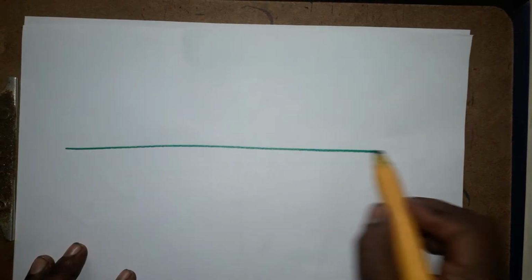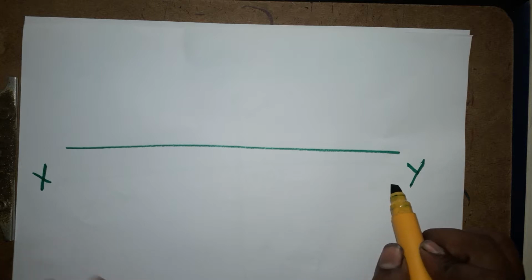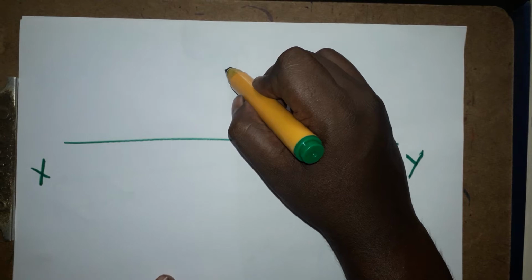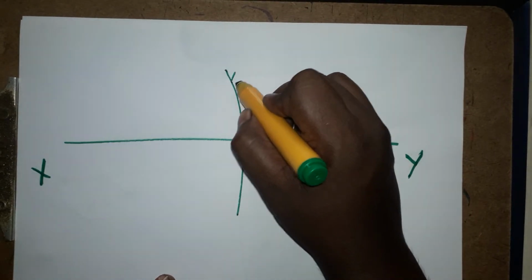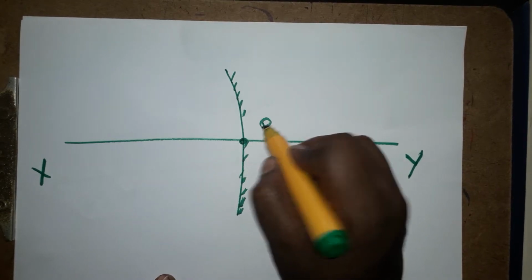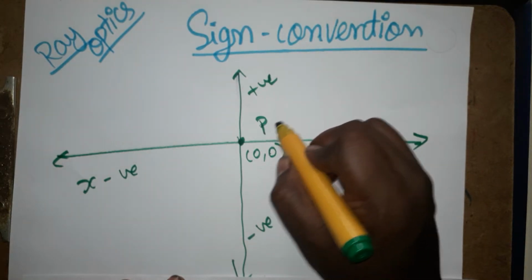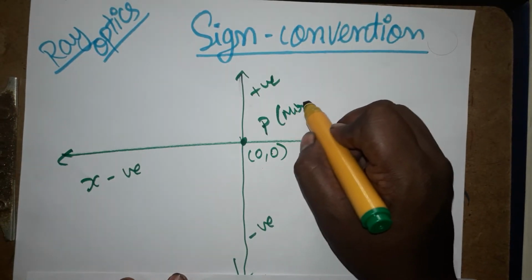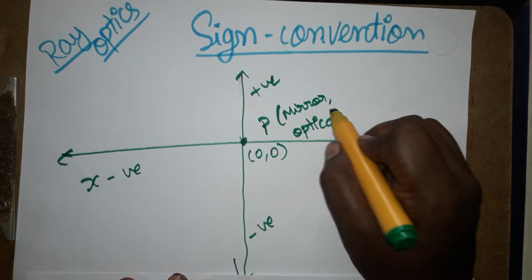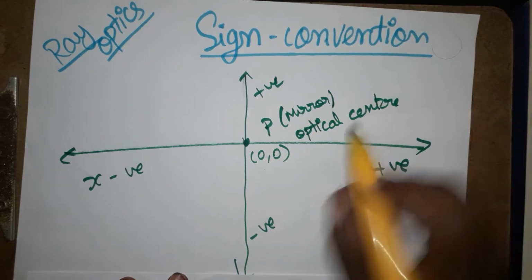So we have an axis like this, the principal axis, XY. It is the main line in ray optics. Whether it is a lens or a mirror, you need to know what the principal axis is. In this example, I have taken a mirror, an optical device. Here the center is the origin. For a mirror, it is called the pole center. For a lens, you take it as the optical center. For a mirror it is the pole center, and for a lens it is the optical center.